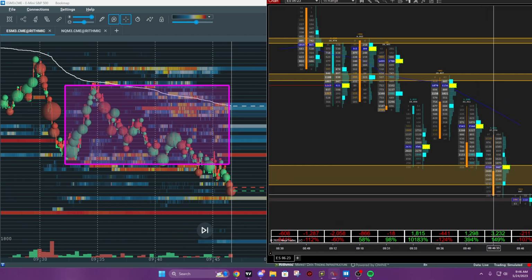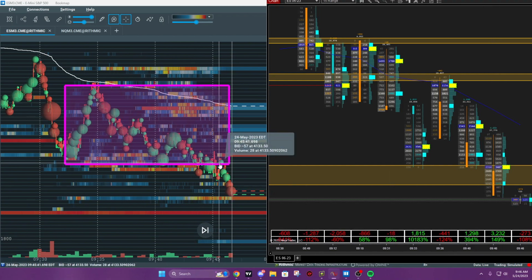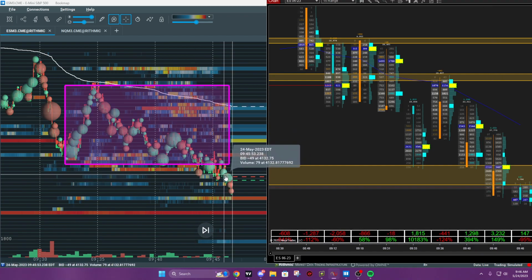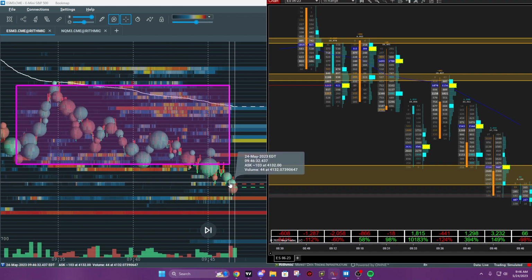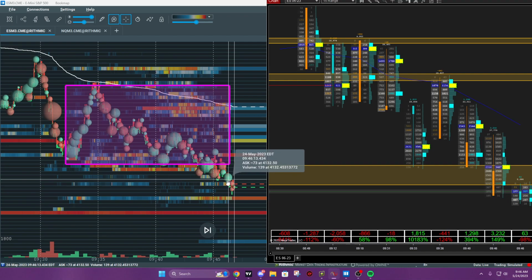Yeah, we're definitely breaking out of this range, but look at this positive delta right here. And you can see sellers are not strong. I mean, look at these bubbles. They're tiny bubbles, right? Nothing big here.